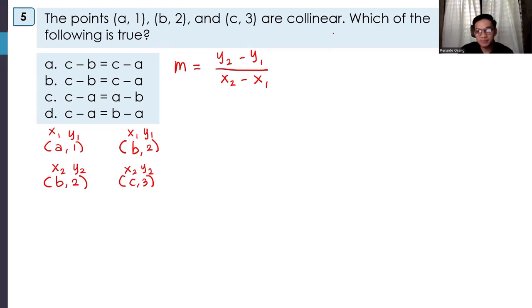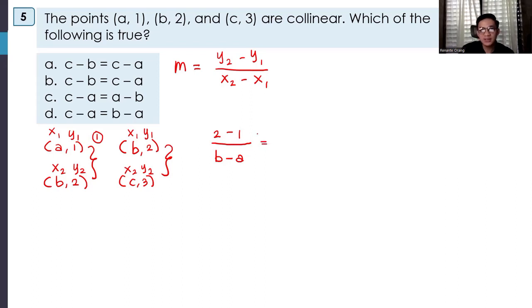So sabi niya, collinear, so therefore yung slope nito tsaka slope nito is equivalent. So unahin natin to, yung first equation natin. We have y sub 2 dito is 2 minus y sub 1 dito is 1. Divided by x sub 2 dito is b. And then yung ating x sub 1 is a. Equals, dito tayo sa equation number 2.